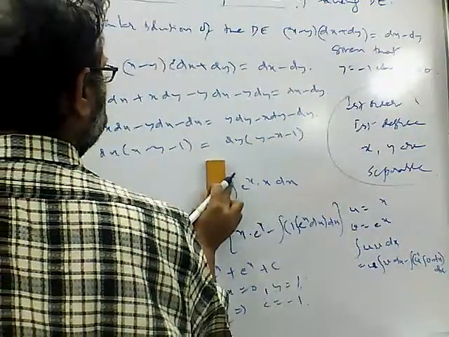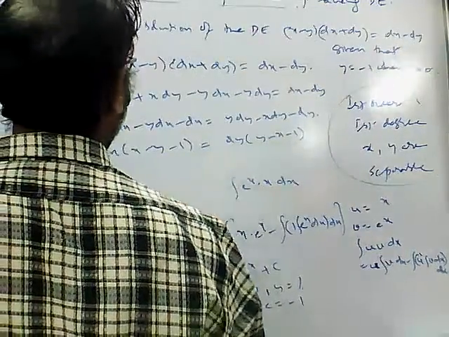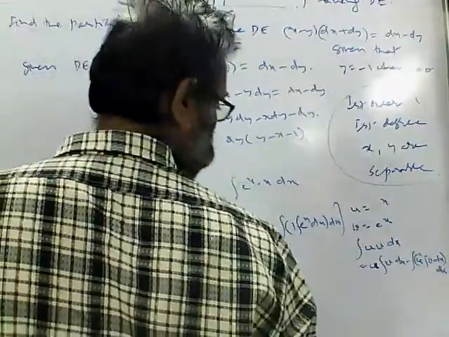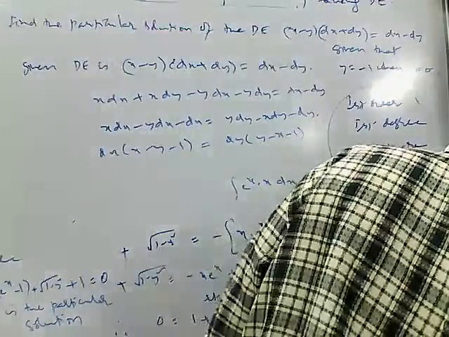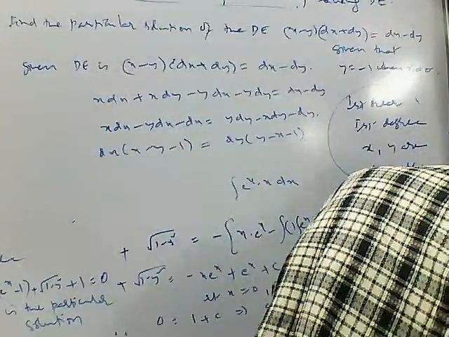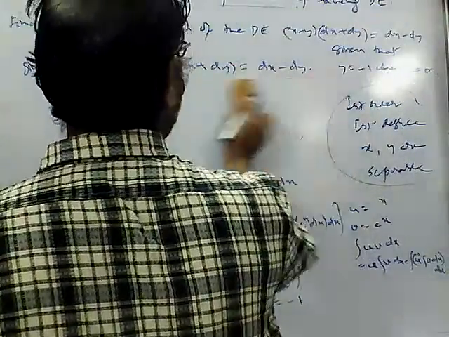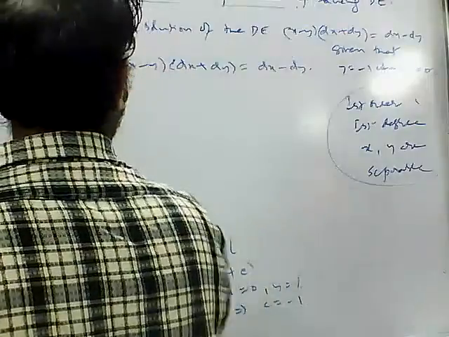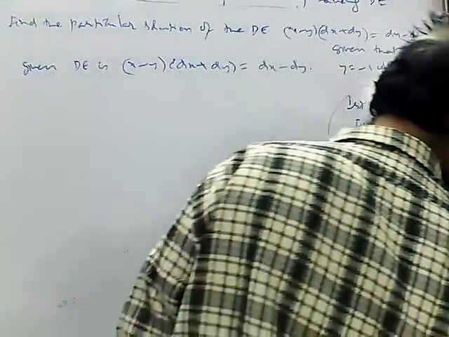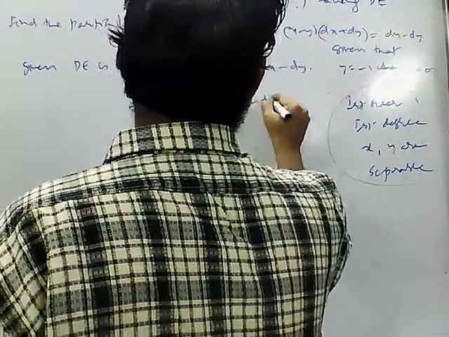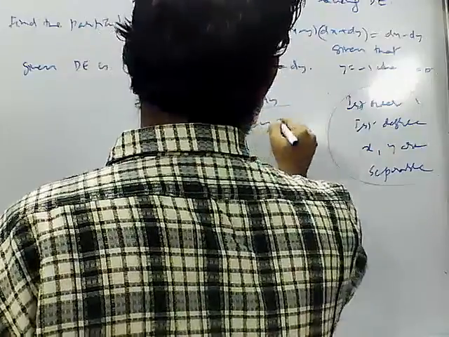Okay. We can't get it like this. So what comes here? So dx plus dy is equal to dx minus dy by x minus y.